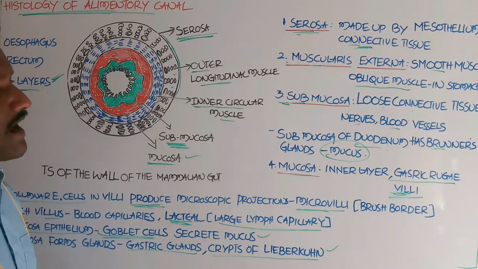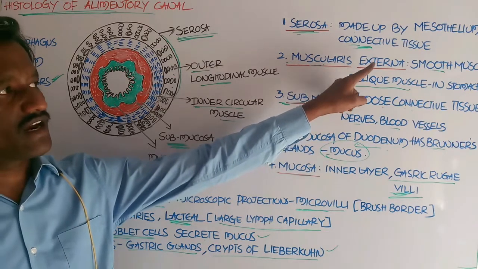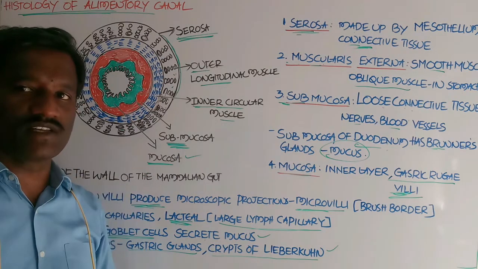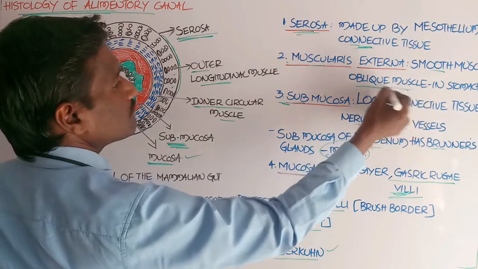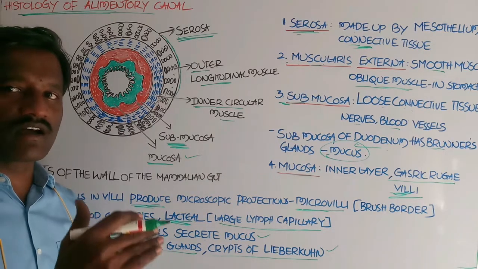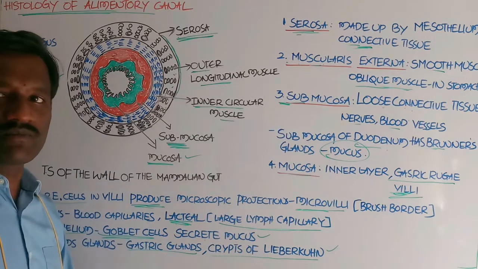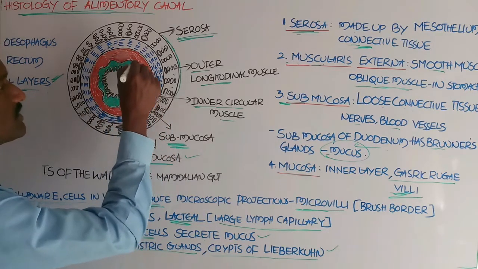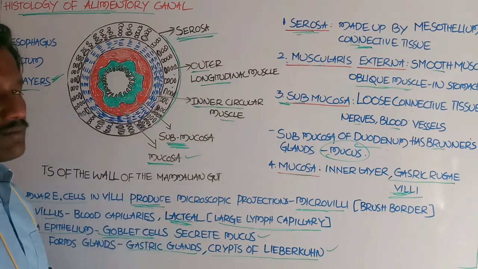Okay, students, the muscularis externa consists of smooth, involuntary muscles, and oblique muscles are also present in the stomach region. Next, the third one is the submucosa. This is the region of the submucosa.